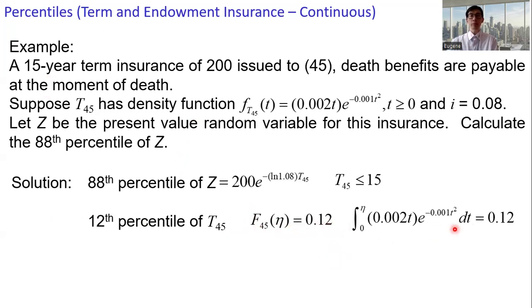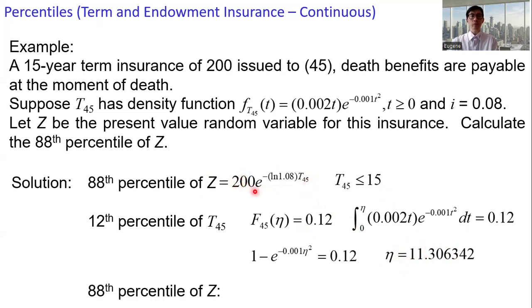We set up the integral. The integrand is the density function, equal to 0.12. Solving for eta, we get eta equals 11.3063. All right, so this value is less than 15. To get the 88th percentile of Z, we plug this value of eta for T45 in this expression, and then we get the answer, 83.7779.